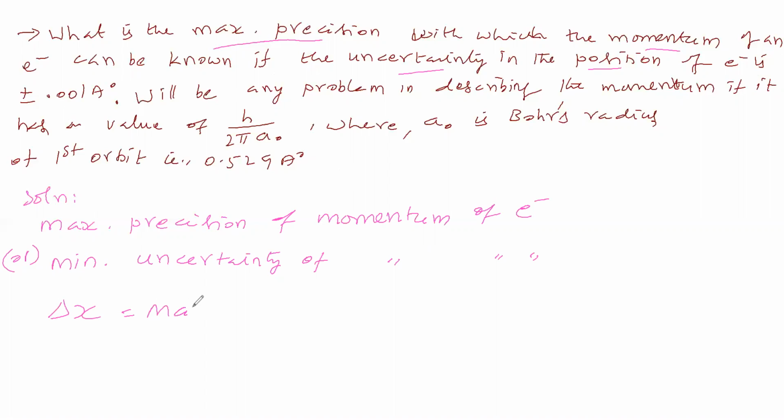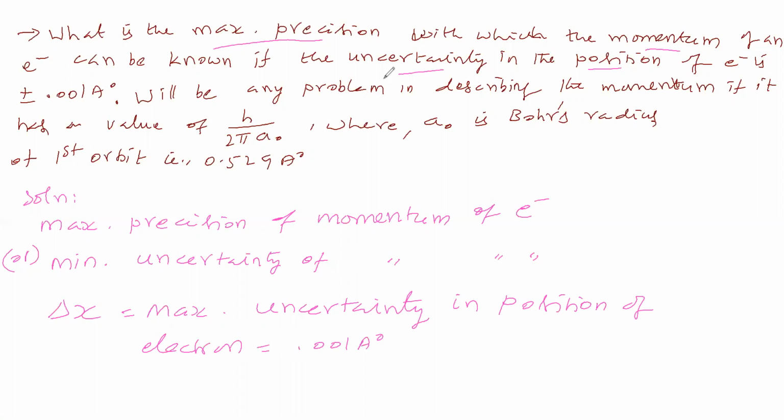Therefore, what is the maximum uncertainty in position of electron? Okay. So maximum uncertainty in position of electron is 0.001 angstrom we can say.